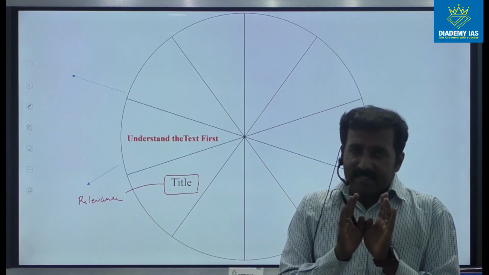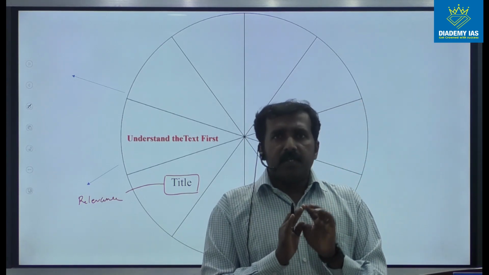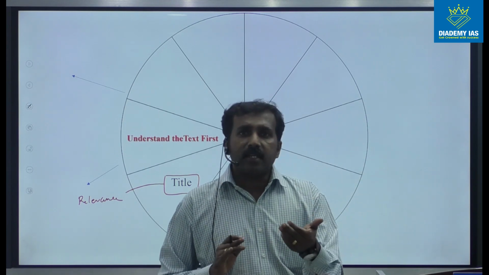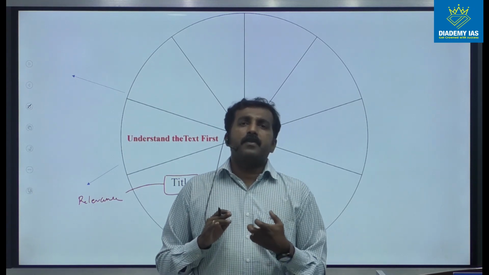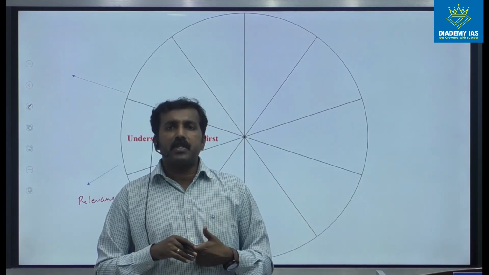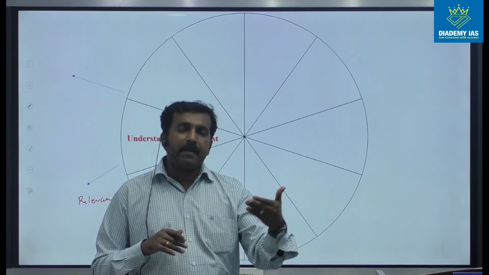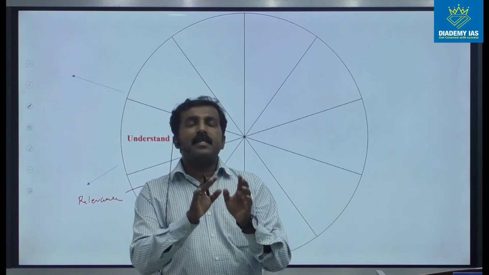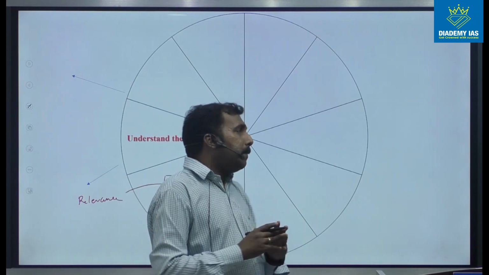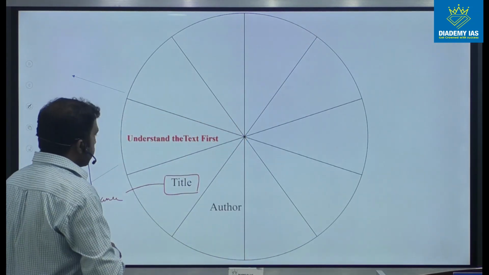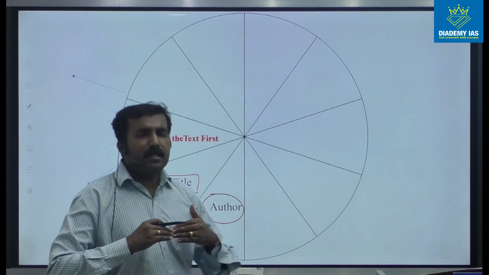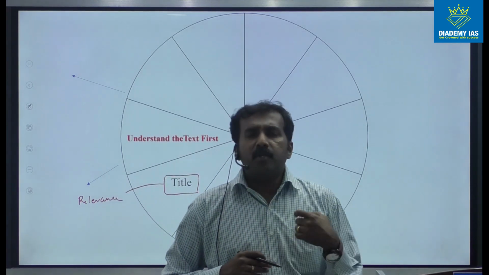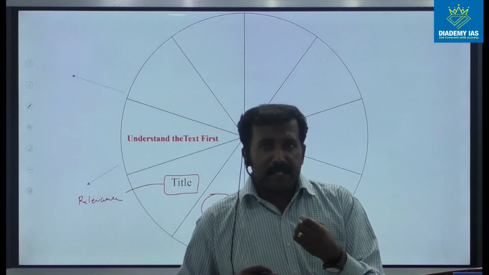Before reading the text in depth, first understand the core text, which are the core texts we have to read for the UPSC preparation. And the next step is understand the title and its relevance. And the third one, author. It's a very important area in note making. You have to read about the author.